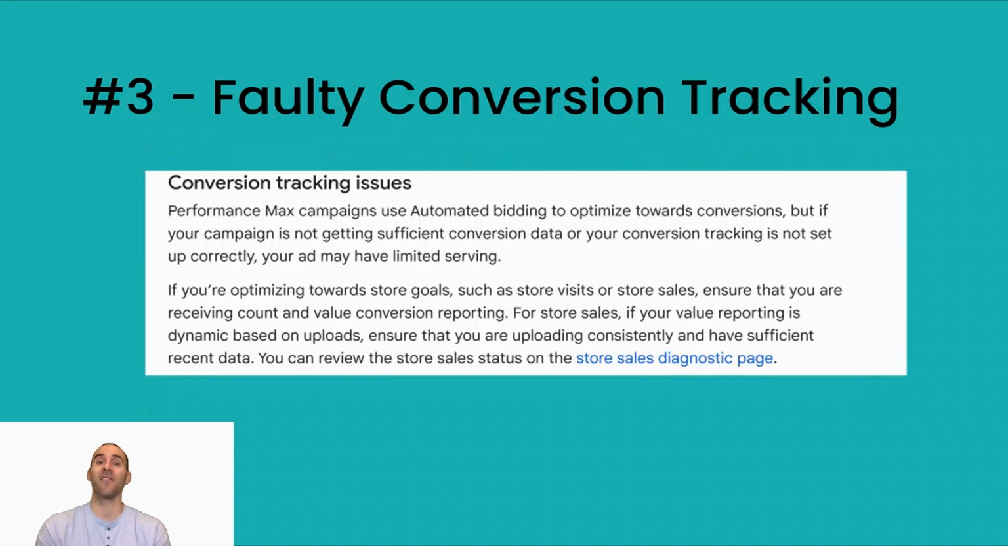And this is having bad conversion data coming in to Performance Max. Performance Max uses automated bidding to optimize towards your conversions. But if you don't have any conversions that are accurately being thrown into the system, Performance Max has nothing to optimize for. I know it can be a headache, but one of the very first things that you should do when launching a Performance Max campaign is making sure that the conversions that are coming in are accurate.